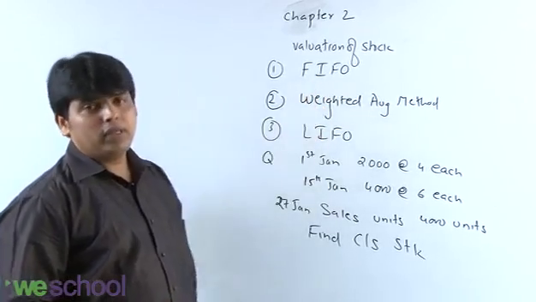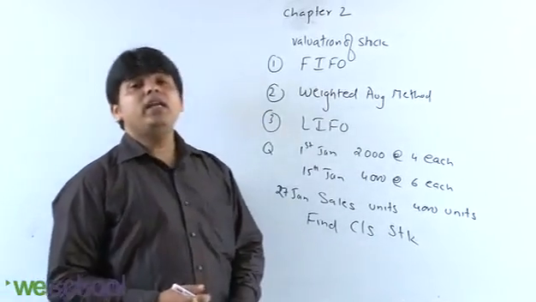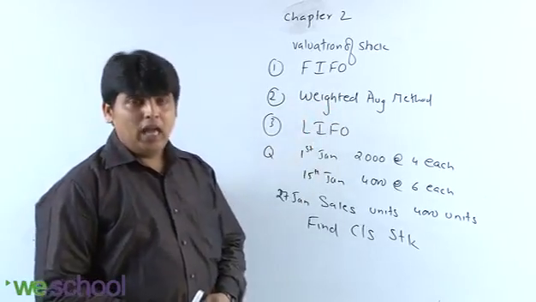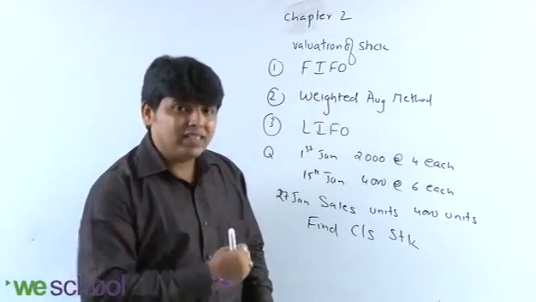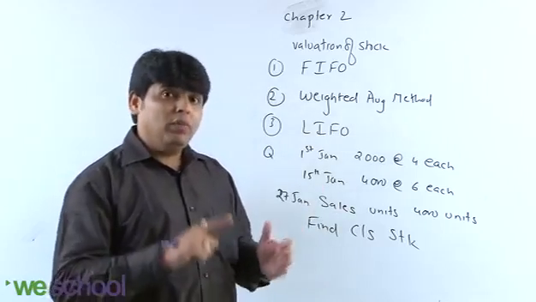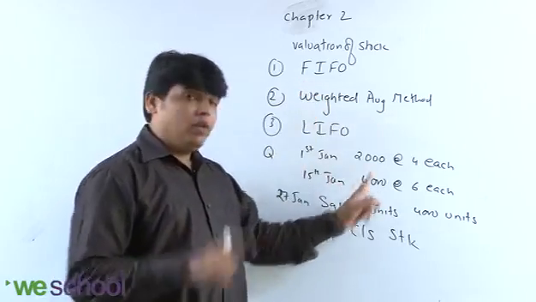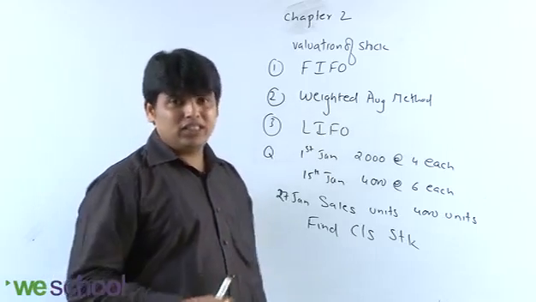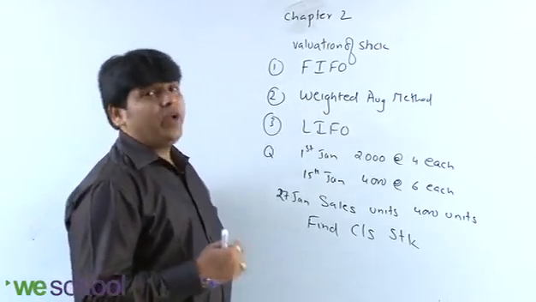By which method? First is the FIFO method. They will give you the method and ask this question: find the closing stock value by FIFO method. What does the FIFO method say? FIFO means first in, first out. The goods which you have purchased first will be sold first, and then I will sell from the new lot of goods. Understood? Let us check how it goes.